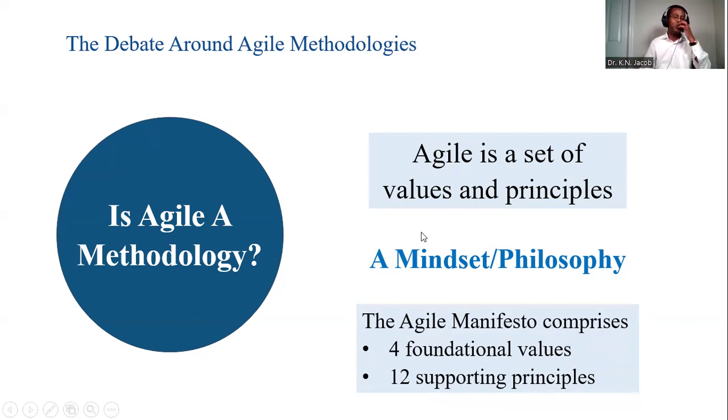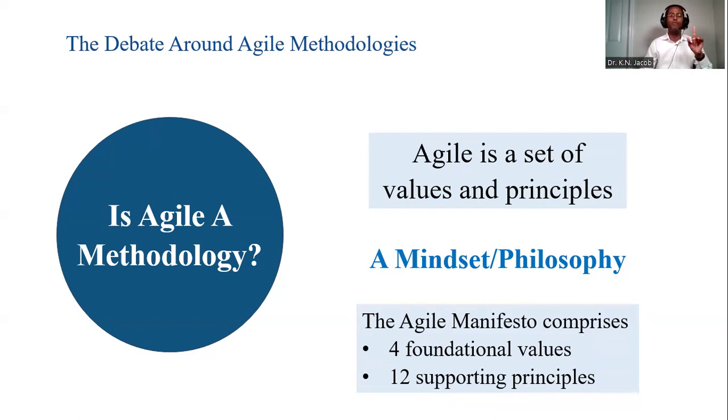So the Agile Manifesto was actually drawn in the year 2001, and it comprises 4 foundational values and 12 supporting principles. In this particular lecture, I'm not going to discuss the 12 supporting principles. I have a separate video in this YouTube channel on Agile project methodologies. You can go there for details.